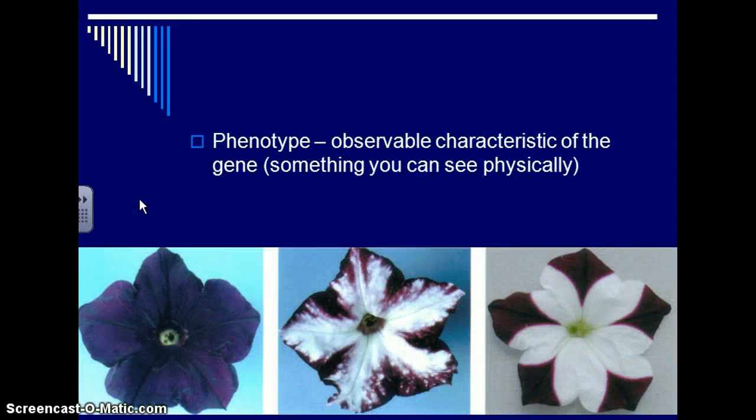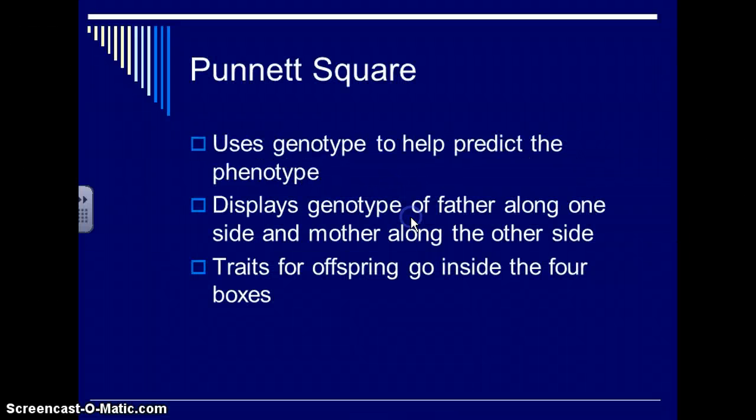The phenotype is actually the physical characteristic, something you can observe. So you can observe that this flower is purple. This flower is a maroonish and white color. So the phenotype is the physical characteristics that you can observe. We're going to use Punnett squares throughout this unit to help predict a phenotype. So we'll start with the genotype to try to predict the phenotype.